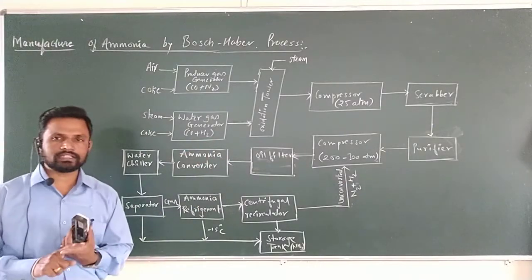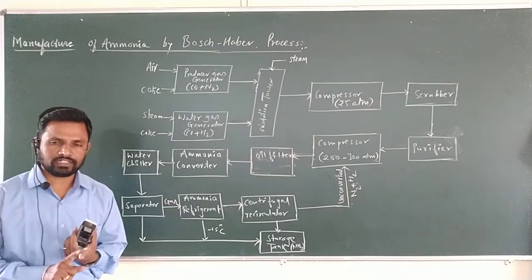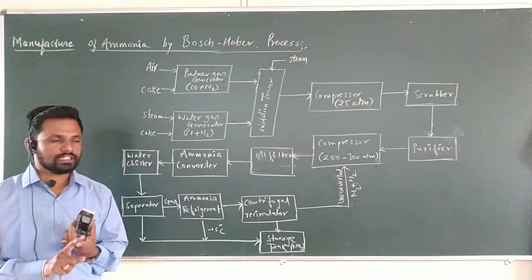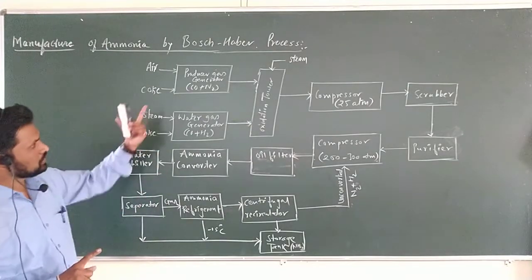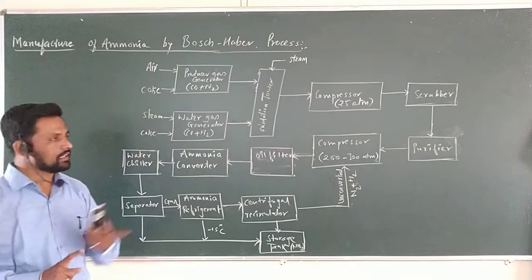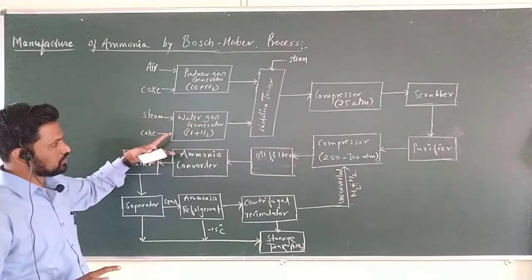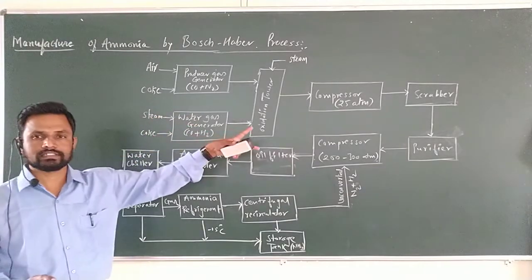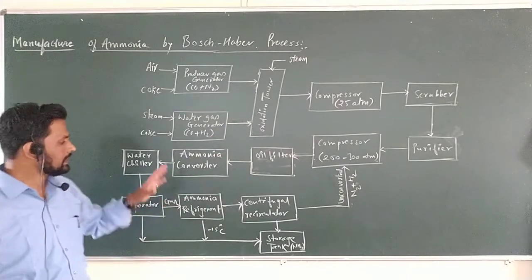The basic raw materials for the manufacture of ammonia are nitrogen and hydrogen. The sources of nitrogen and hydrogen are producer gas and water gas. With the help of these producer gas and water gas, the nitrogen and hydrogen are further charged toward the formation of ammonia.